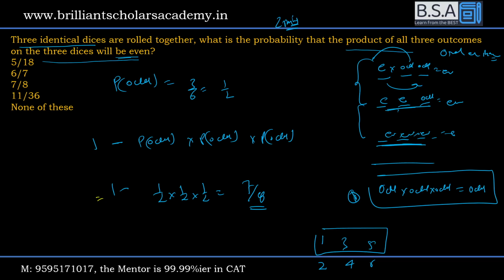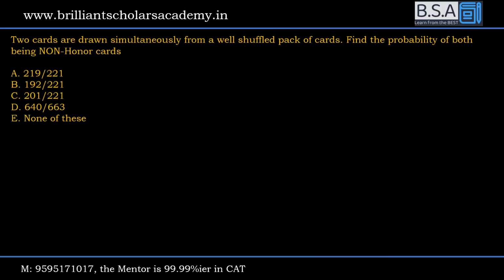Moving on, try this. Two cards are drawn simultaneously from a well-shuffled pack of cards. What is the probability of both being non-honor cards? अब honor cards किनको बोलते हैं? King, Queen, Jack and Ace. Ace को अगर आपने count कर लिया King, Queen, Jack के साथ में, so they become cards of honor. Two cards are drawn simultaneously. उनको एक साथ pick करना है.